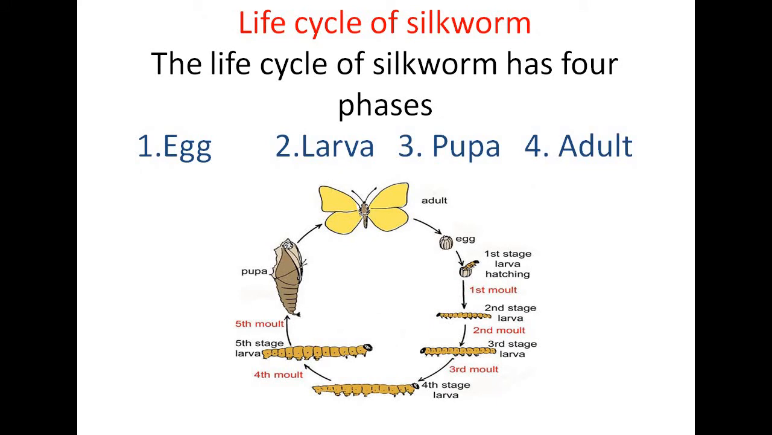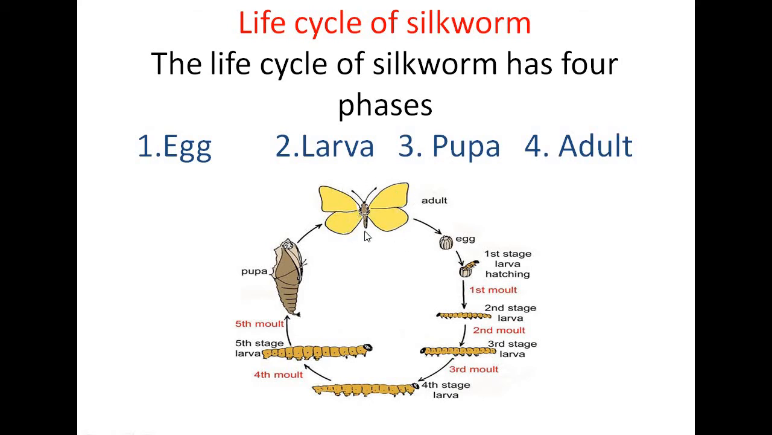Life cycle of silkworm. The life cycle of silkworm has 4 phases. Similarly, in all insects, the life cycle is completed in 4 stages. They are egg, larva, pupa, and adult. We can see the figure which represents the life cycle of the silkworm.